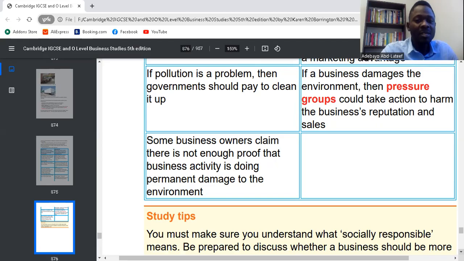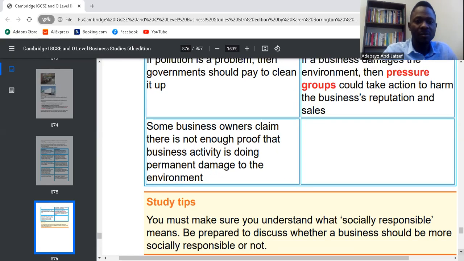And the last one: some business owners claim there is not enough proof that business activity is doing permanent damage to the environment. So what is the statistic? How do you think we are the one damaging the environment? What is the evidence to show that? The problem about this statistic is that government enterprises or ministries are also inefficient, because if they are efficient, they'll be able to pinpoint firms that are doing this, like fines. First, they need to work on their own efficiency to be able to bring up data that will back these things up. It's a theory that the businesses are polluting the air, so they should come up with statistics, data that will back it up. Okay, so that is the argument there. Is it clear now?